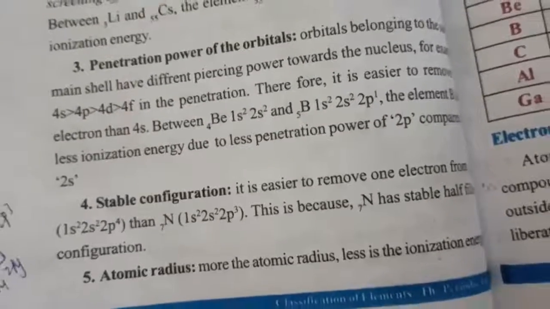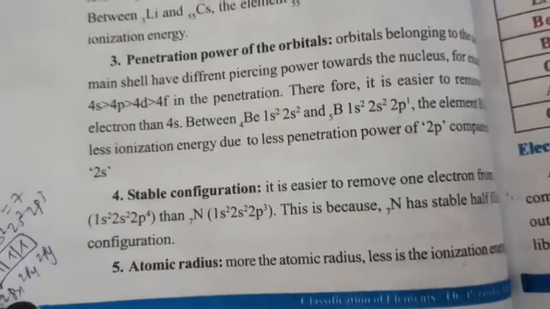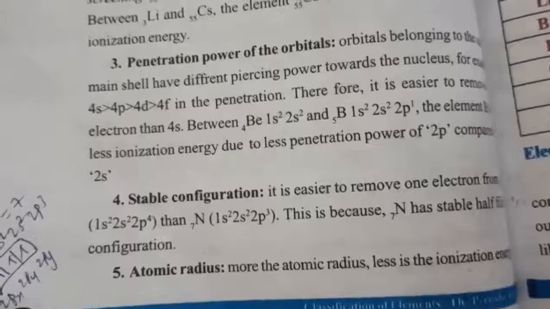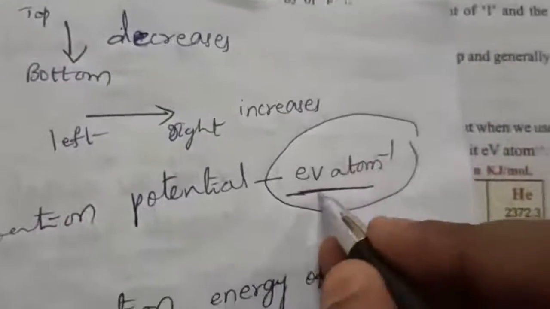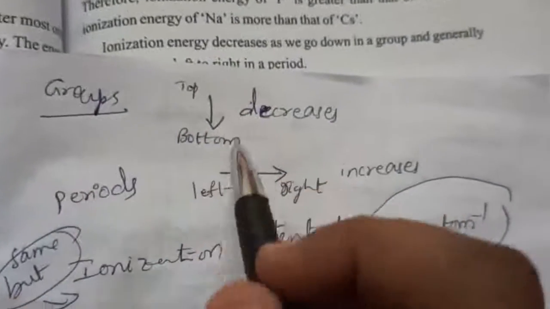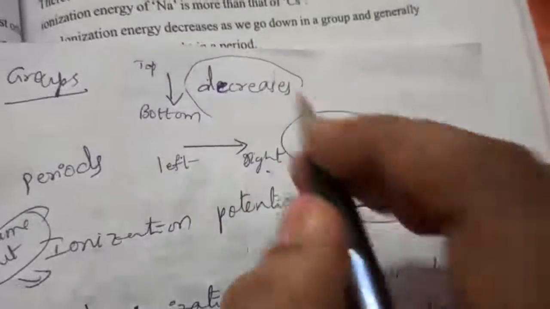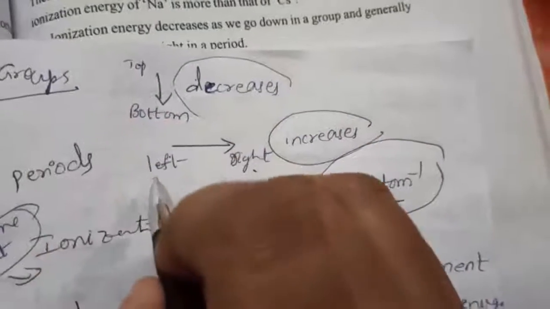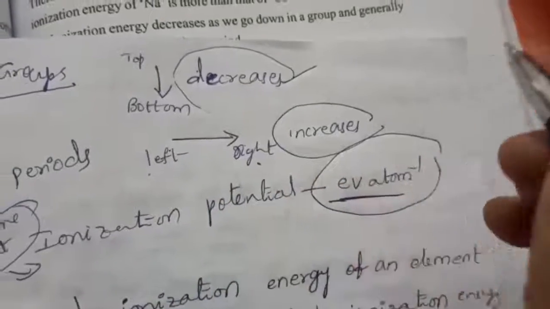And next one is atomic radius. If atomic radius is more, ionization energy is automatically less. If atomic radius is less, ionization energy is more. We can also call ionization energy ionization potential, and the units are eV per atom. Coming to the groups, from top to bottom ionization energy decreases, and coming to the periods, from left to right ionization energy increases. Remember this point: in groups, ionization energy decreases from top to bottom; in periods, it increases from left to right.